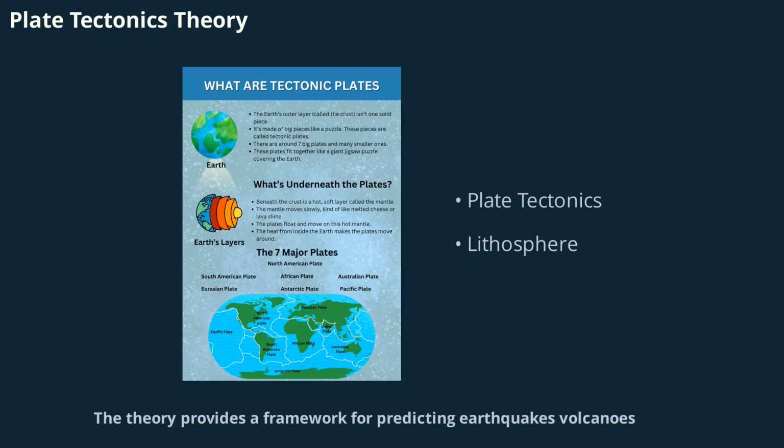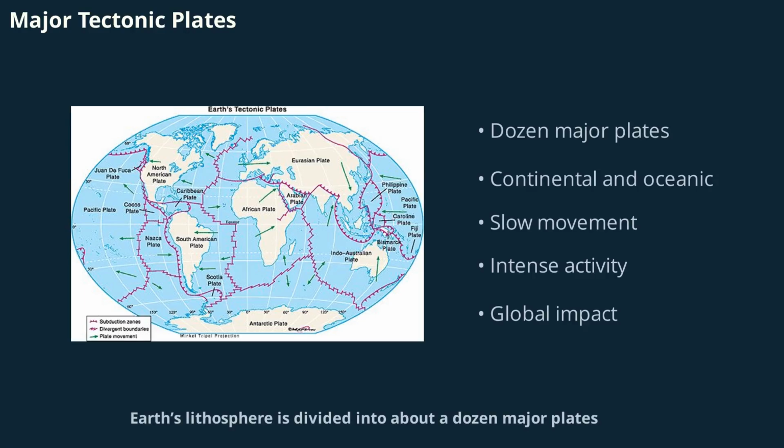The theory provides a framework for predicting earthquakes, volcanoes, and mountain formation, and explains the distribution of fossils and rock ages. Earth's lithosphere is divided into about a dozen major plates plus several smaller ones. These plates can be made up of continental rocks, oceanic rocks, or a combination of both. They move at rates of a few centimeters per year, driven by forces within the Earth. The boundaries between plates are sites of intense geological activity, including earthquakes, volcanoes, and mountain building. Identifying the major plates and their boundaries is essential for understanding global geological processes.